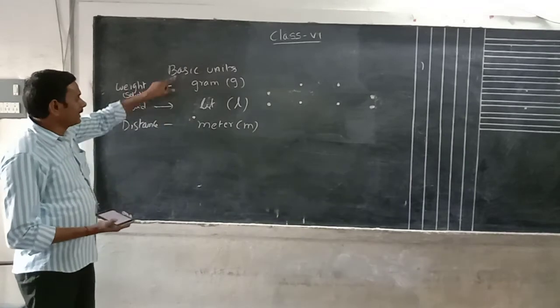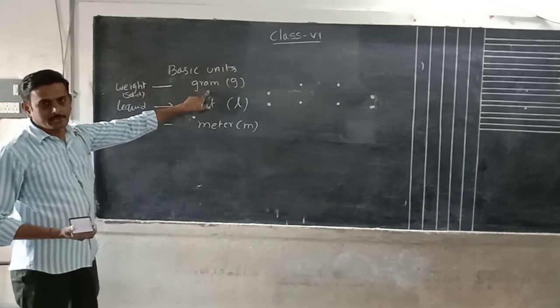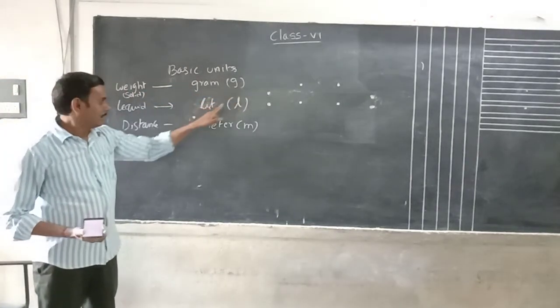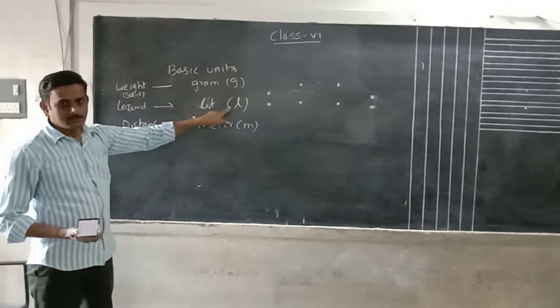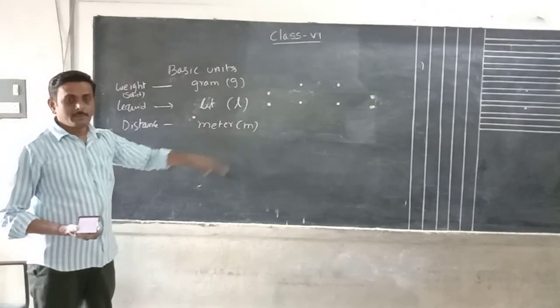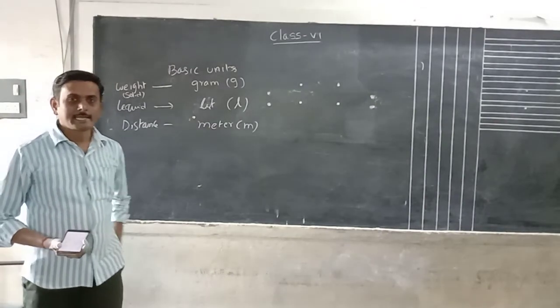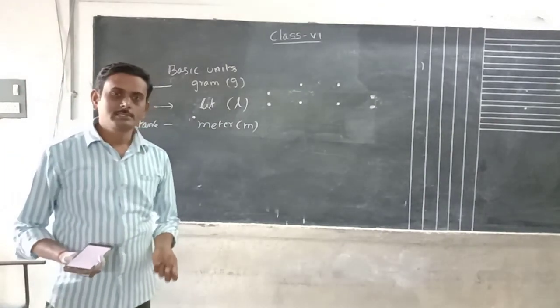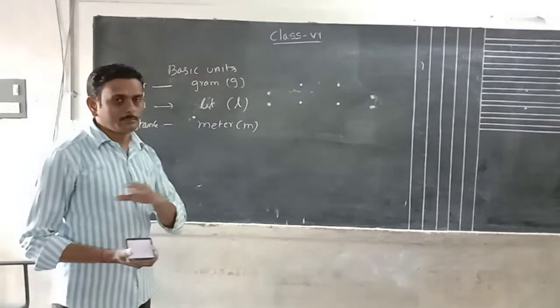That means the basic unit for solid weight is gram, the basic unit for liquids is liter, the basic unit for distance is meter, and the basic unit for time is second. By using those, we can complete the questions.